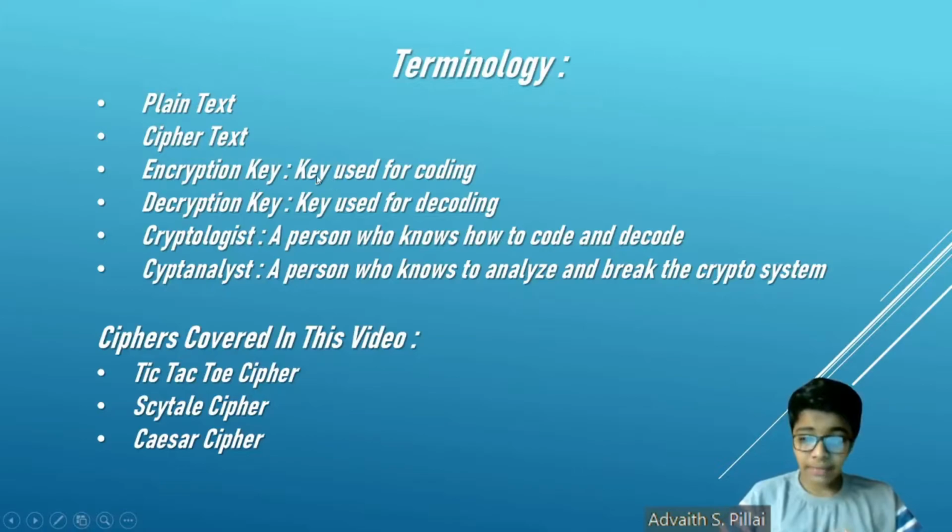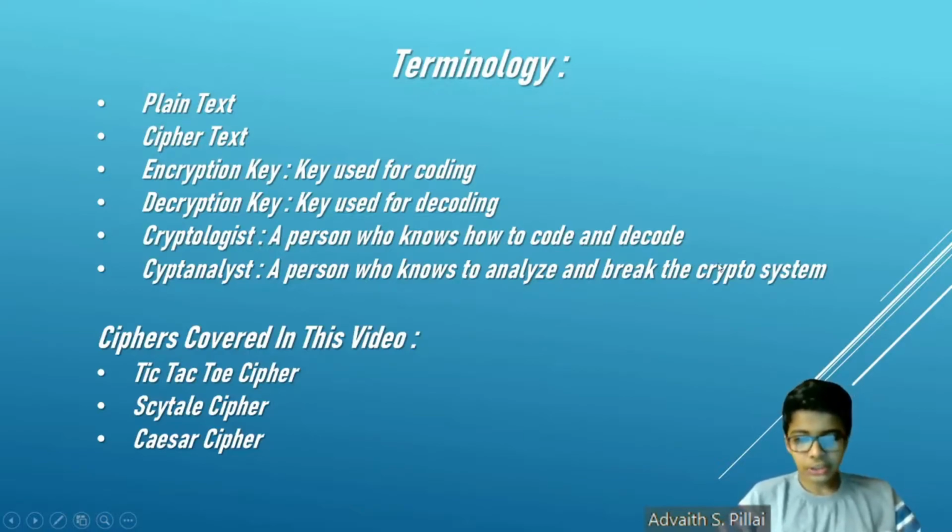Encryption key. Encryption key is the key used for coding. So it's like a pattern that can be used to code the word into a more secretive word. Okay guys, and decryption key is the key used for decoding. If you know the pattern, you can also decode it back into its plain text. Now cryptologist, a person who knows how to code and decode is known as a cryptologist. And cryptanalyst, a person who knows how to analyze and break the crypto system.